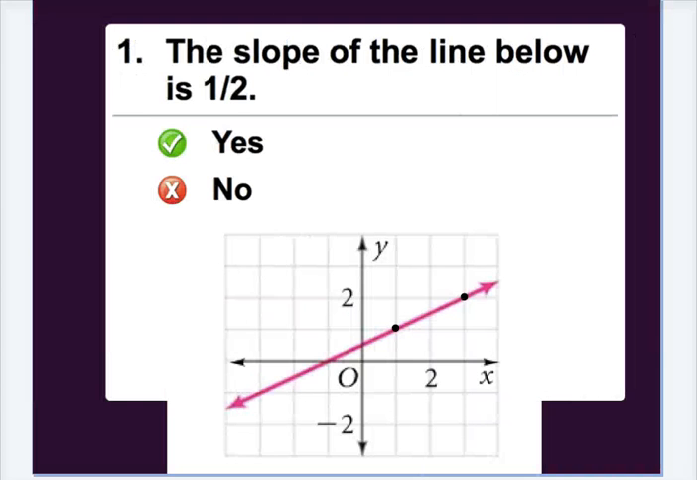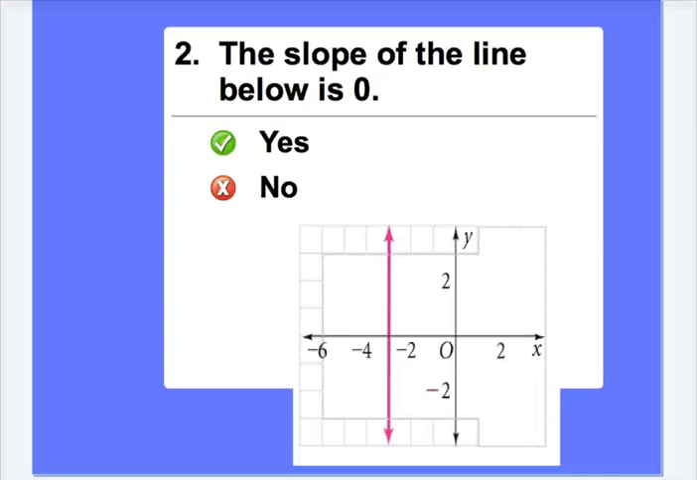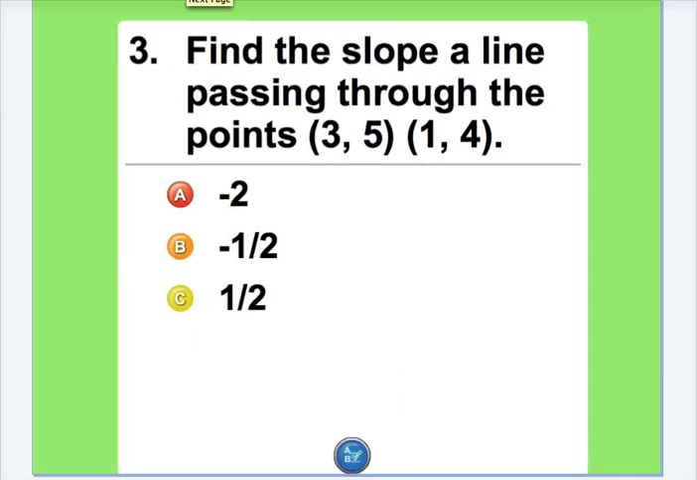The first one is right here. Does this have a slope of 1/2? Yes or no? We're going to vote. We're going to figure that thing out. The second one, is the slope of the line below 0? Yes or no? Looks like it's going vertical. What kind of slope does it have? And the third one, find the slope of the line passing through the two points. This is using the formula. Pause the video, try these 3 things out, and we'll check them out tomorrow.